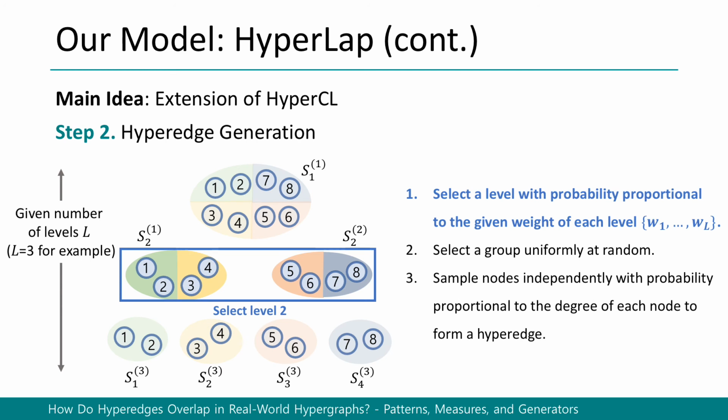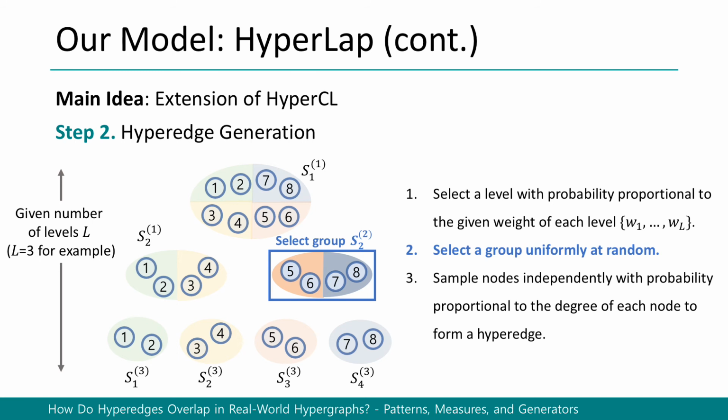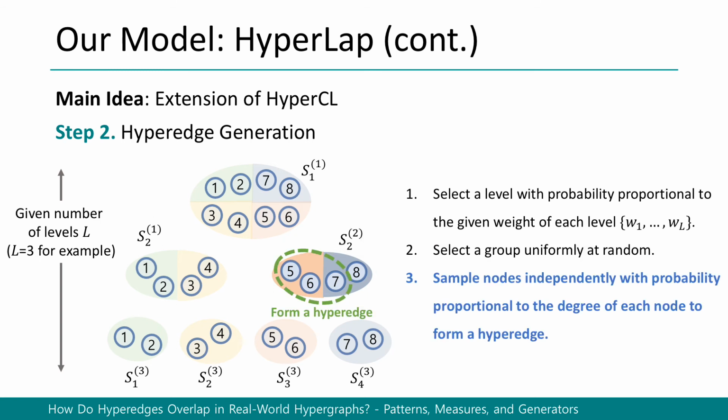Given the weights of each level, we first select a level with probability proportional to its weight. Then we select a group in the level uniformly at random. Once the group is selected, we generate a hyperedge by sampling the nodes with probability proportional to their degree. So, to sum up, instead of taking all nodes into consideration, we divide the nodes into multiple groups and limit the nodes that a hyperedge can contain to those in the group.